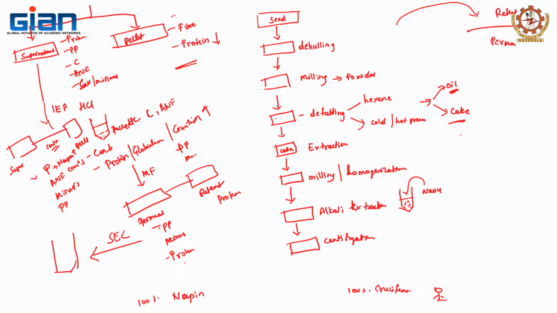Size exclusion chromatography, the bigger one comes first. So, I will first get the protein fraction and then I will get fraction number 2, minerals, polyphenols or something. Now, I am getting a very, very pure protein. Am I clear? The same thing can be done in this direction also with the retentate, same phenomenon. I get some proteins and I will get rid of minerals.